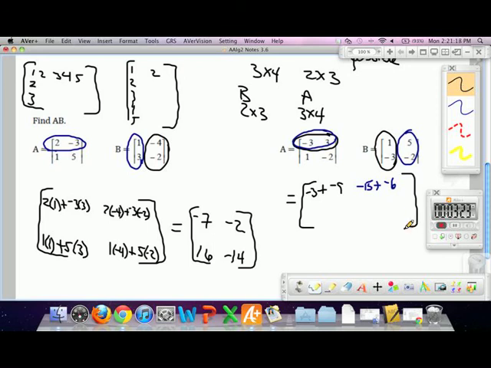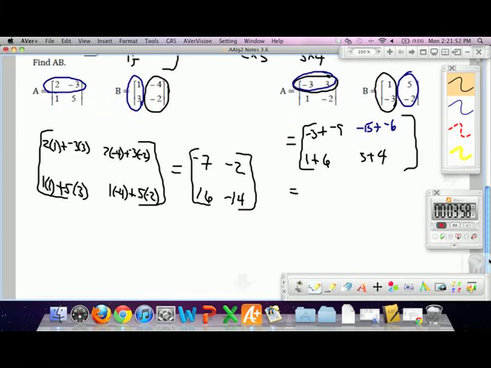If I want row 2, column 1, I'll multiply row 2 by column 1. And get 1 times 1 is 1, plus negative 2 times negative 3 is 6. Row 2, column 2, row 2 times column 2: 1 times 5 is 5, plus negative 2 times negative 2 is 4. Which gives a resultant matrix of negative 12, negative 21, 7, and 9.